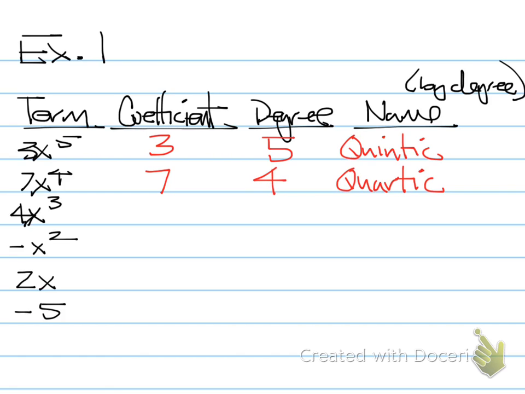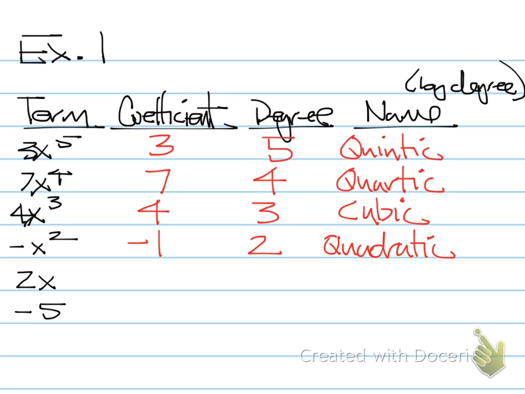For 4x cubed, the coefficient is 4. The degree is 3. And the name would be cubic, because it has an exponent of 3. For negative x squared, the coefficient is -1. The degree is 2. And the name would be quadratic. It's a quadratic term.